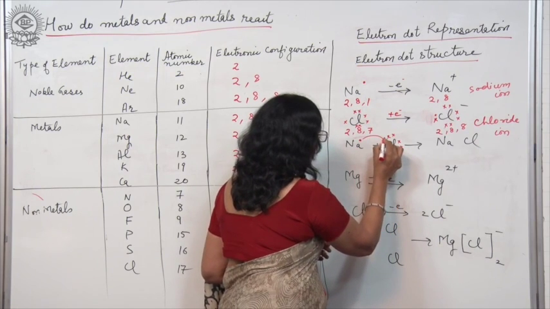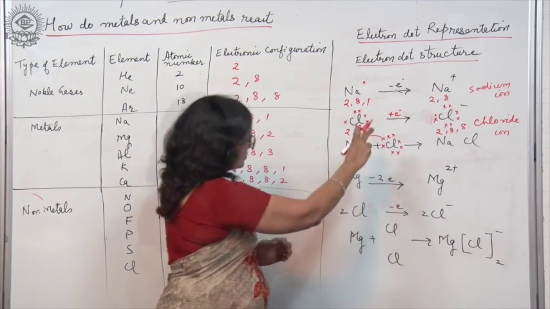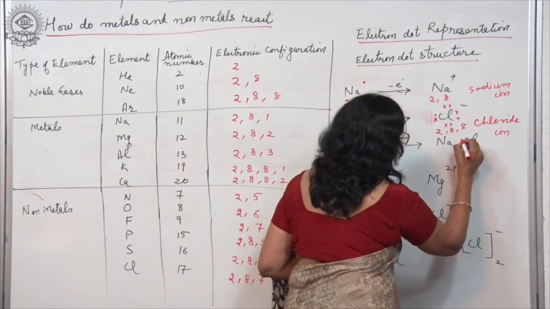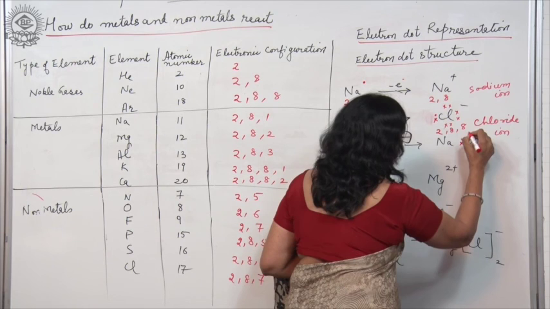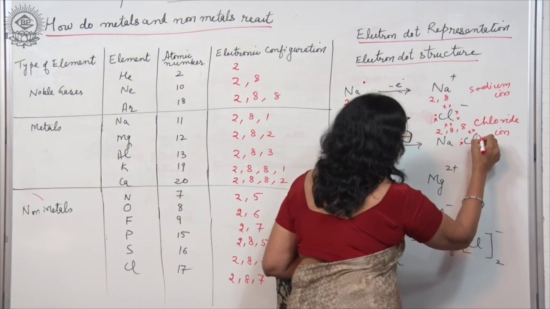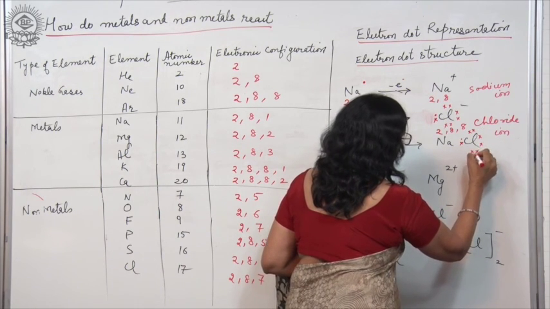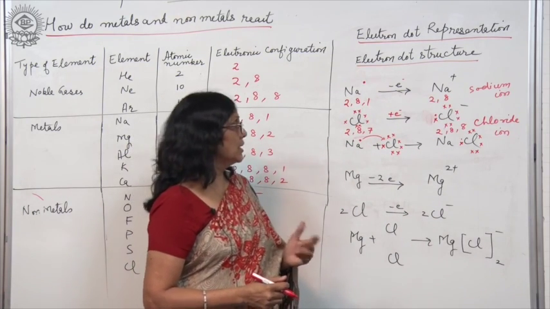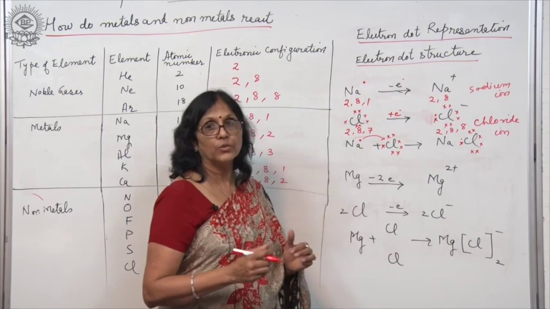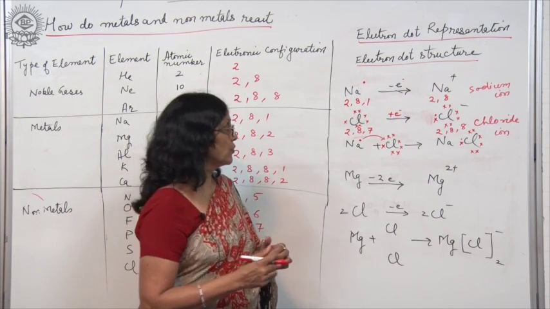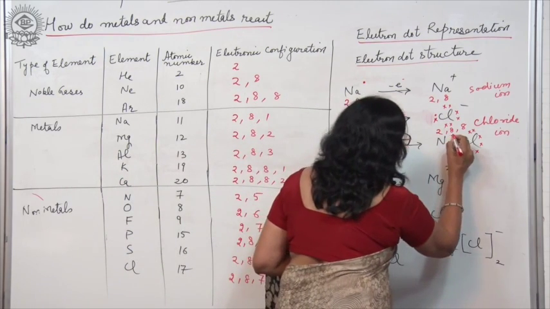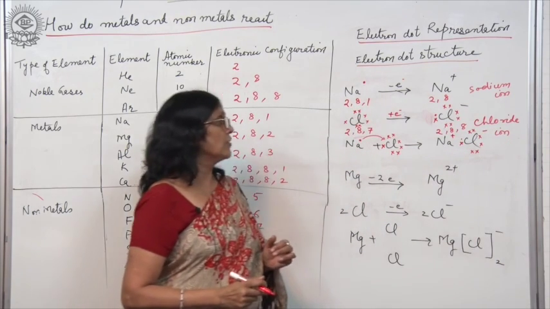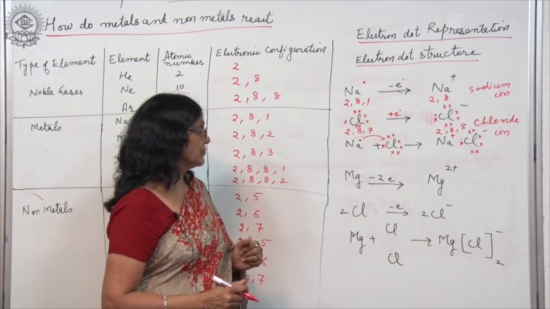This electron is lost by sodium and gained by the chlorine atom, and we now have a sodium chloride crystal in which positively charged sodium ions and negatively charged chloride ions are held together by strong electrostatic forces of attraction. So, this is the positively charged sodium ion and this is the negatively charged chloride ion.